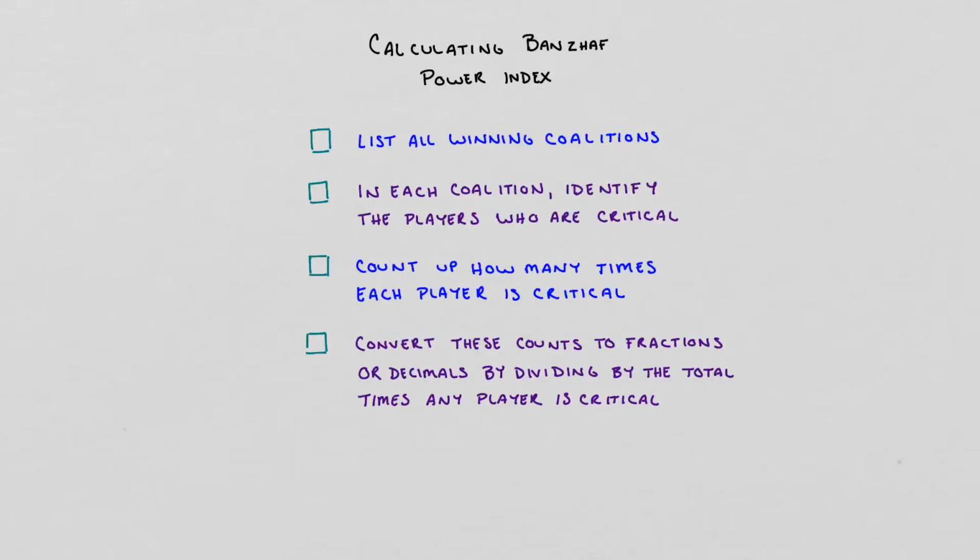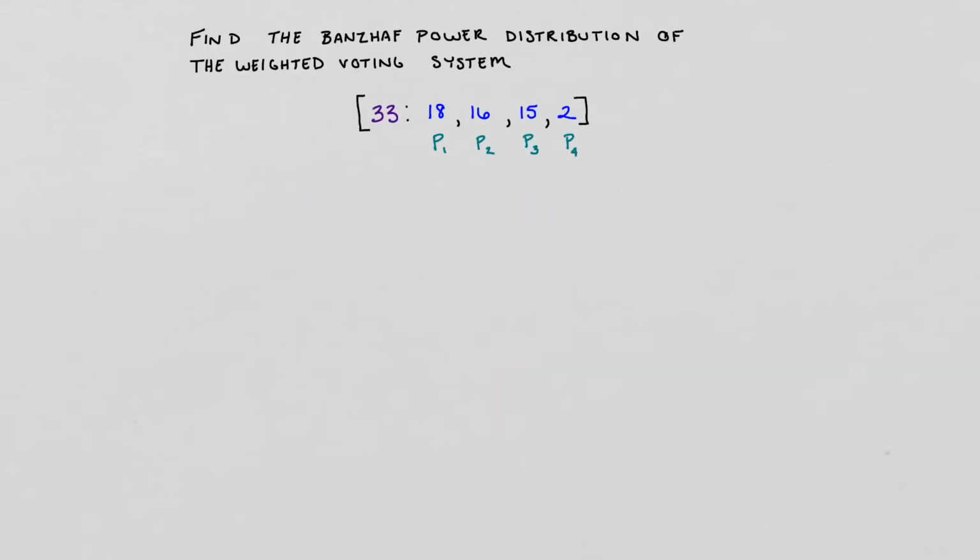The first step is to list all winning coalitions. Before we can list all winning coalitions, we really should look at all the different combinations of how the players can come together. So to begin, there could be situations where we only have one player who's interested in whatever we are voting on. So we could just look at these from a singular perspective.